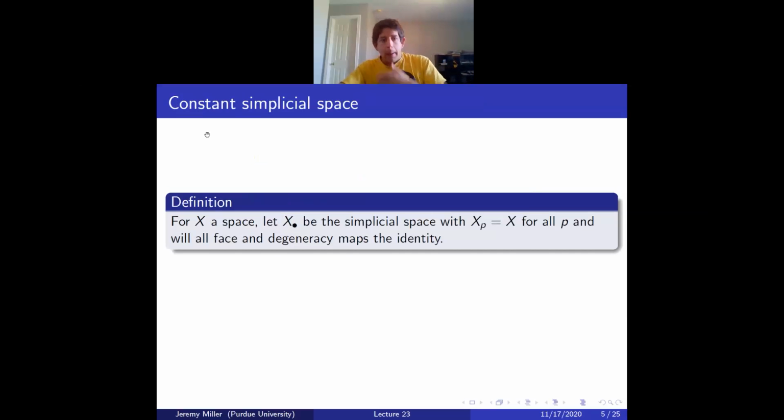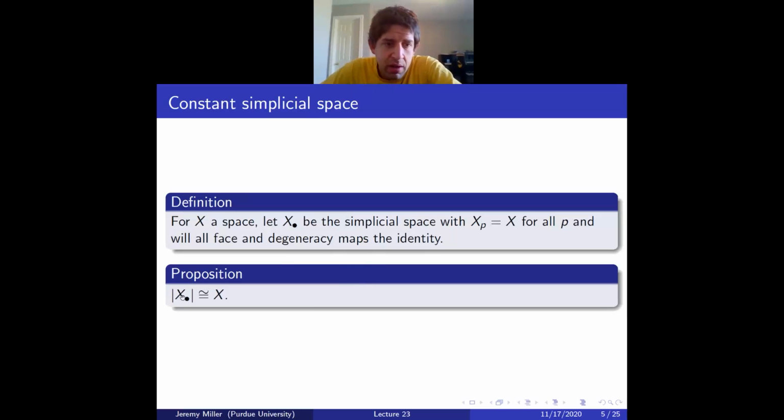So this definition is the constant simplicial space. This is our way of turning a space into a simplicial space. For a space X, we'll let X bullet be the simplicial space with p simplices X, and all face and degeneracy maps are going to be the identity. And then the proposition is that the geometric realization of the constant simplicial space just gives you X back.